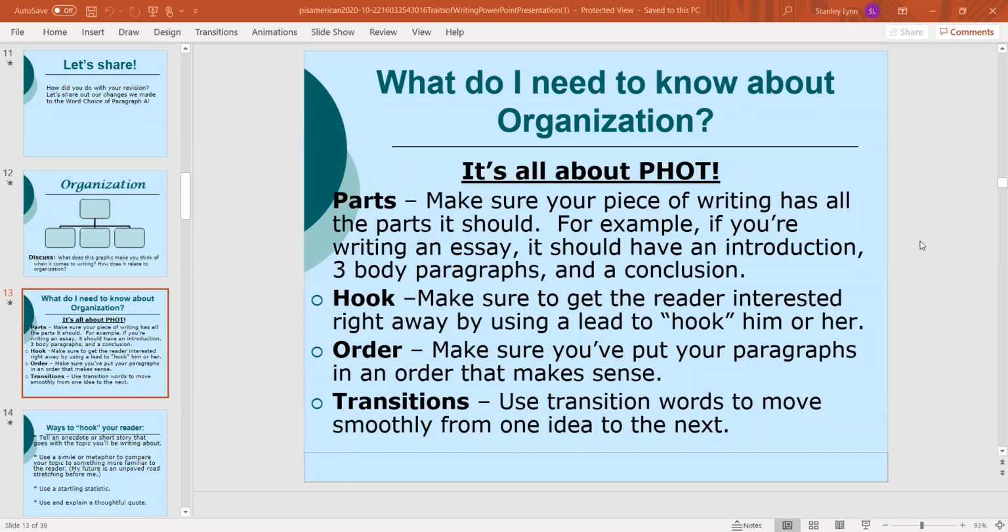It should have a hook. Make sure to get the reader interested right away by using a lead to hook him or her. Order. Make sure you've put your paragraphs in an order that makes sense. And transitions, very important. Use transition words to move smoothly from one idea to the next.